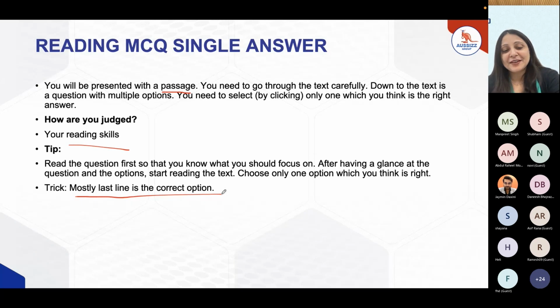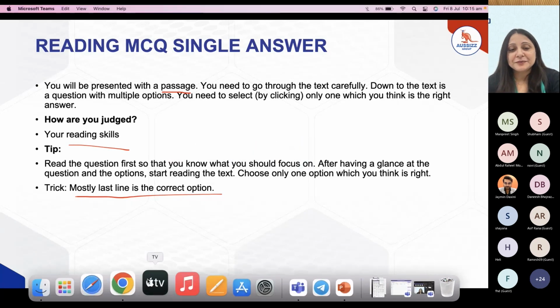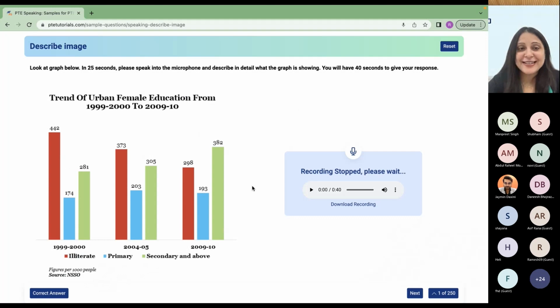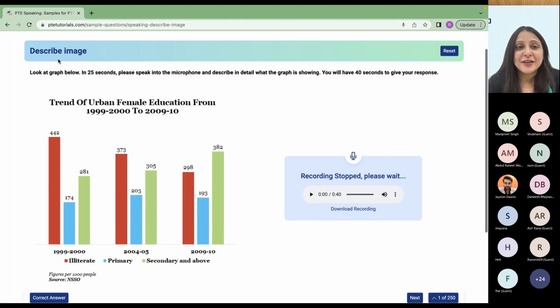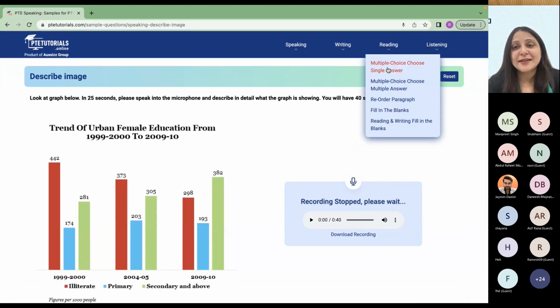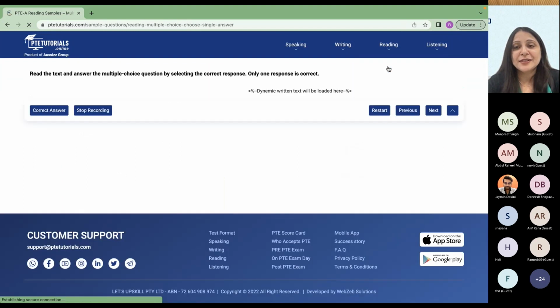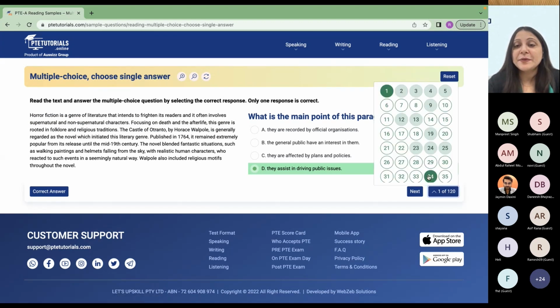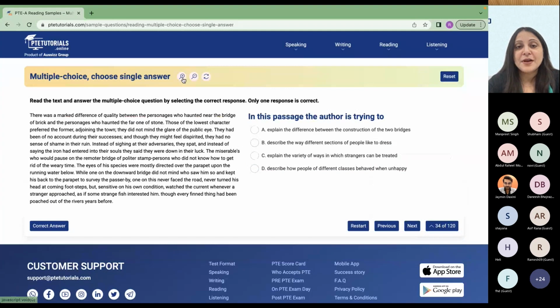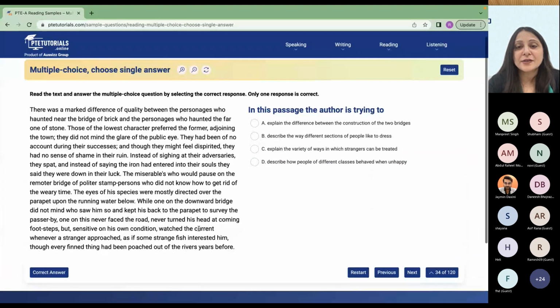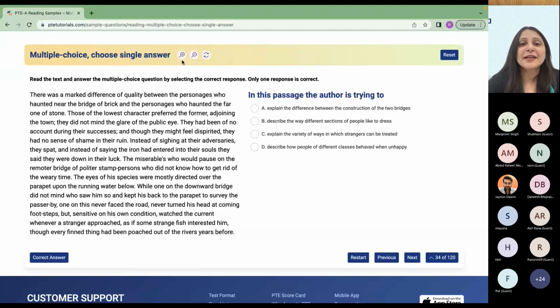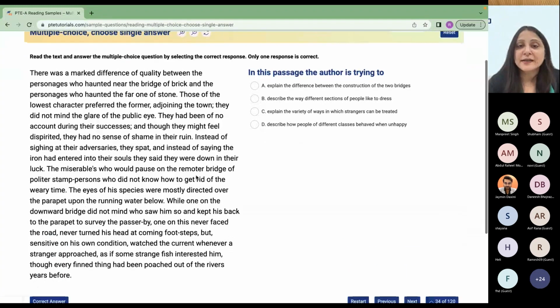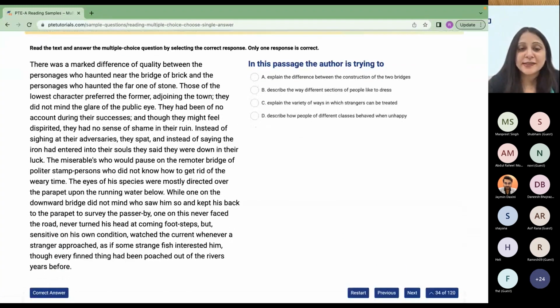Let me show you. If you check here, we are on the PT Tutorials website, and on my website you can see I'm sharing reading section, multiple choice question, single answer. And yes, the answer, if you can check here, let's do a random question. There will be two types of questions in your exam. One question where it will ask you what the author is trying to tell you, inference of the passage, summary of the passage. And mostly the answer is in the last or second last line.